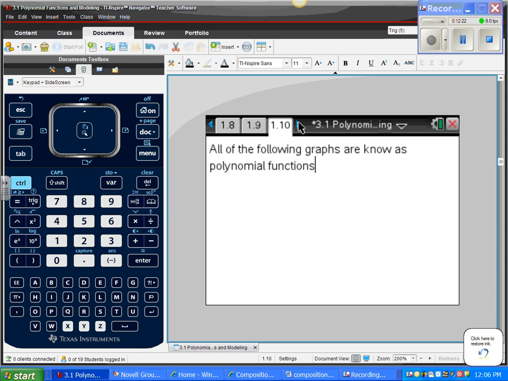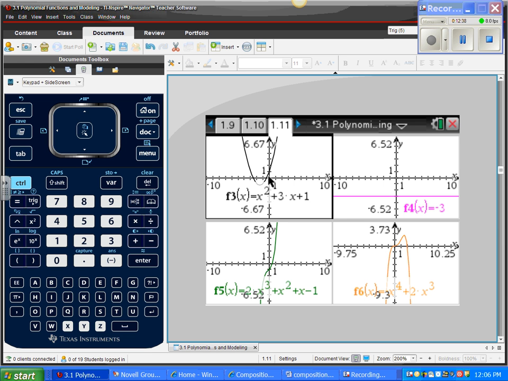Okay, let's go to the next page. All of the following graphs are known as polynomial functions. They're all going to look a little bit different, but you do have to know just by looking at them that they are polynomial functions. I've got 4 on this graph here. My first one is a basic quadratic, which you guys are used to seeing. That is a polynomial function.